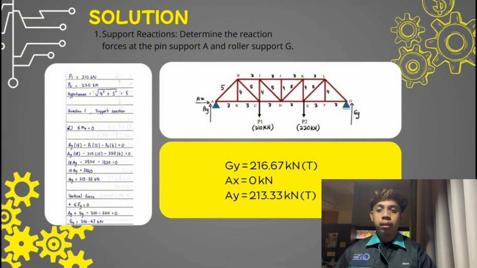Alright, for this slide, the first step in the analysis is to determine the support reaction using static equilibrium equation. By taking moment about point A and applying the sum of vertical forces equal to 0, we obtain the reaction forces. The results show that the horizontal reaction at A is 0 kilonewton, while the vertical reactions are 213.33 kilonewtons at A and 216.67 kilonewtons at G. These values are then used for the analysis of the truss members.